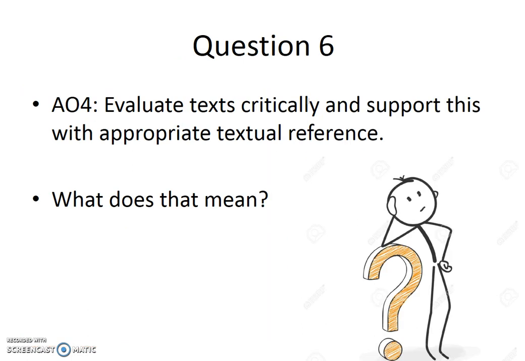Question 6 focuses explicitly on AO4, which asks you to evaluate the text critically and then refer to or quote from, use a quotation to support the point that you're making. It bears a few moments here thinking about this idea of being critical. It doesn't mean that you start to express your likes and dislikes about the text. It means what you do is you think about how effective the strategies are that the author has used when writing.